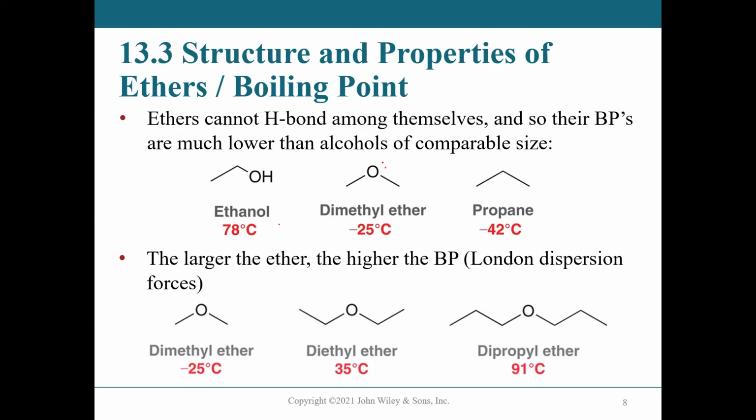So they give different boiling points. You can see that ethanol can have hydrogen bonding, has a higher boiling point. And dimethyl ether is somewhere in between ethanol and propane. The larger the ether, the higher the boiling point, and that's due to London dispersion forces.